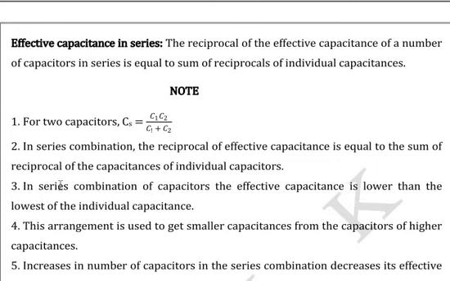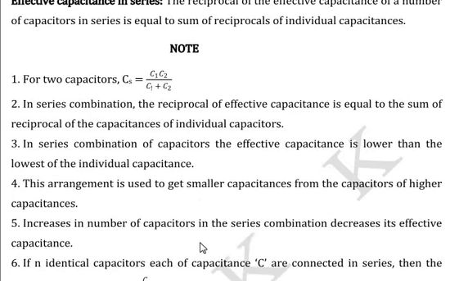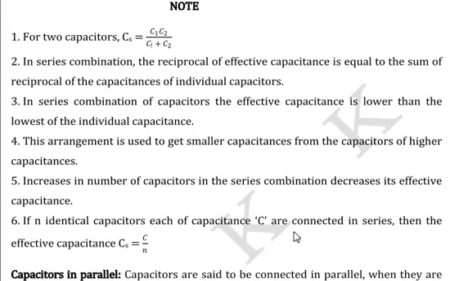Also, you can recall that this series arrangement is always preferred whenever the required capacitance is lower than the available capacitances. So if you increase the number of capacitors in series combination, then that results in decrease of the effective capacitance. This is one more very important point.